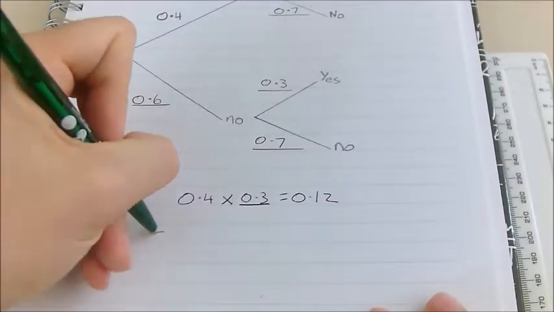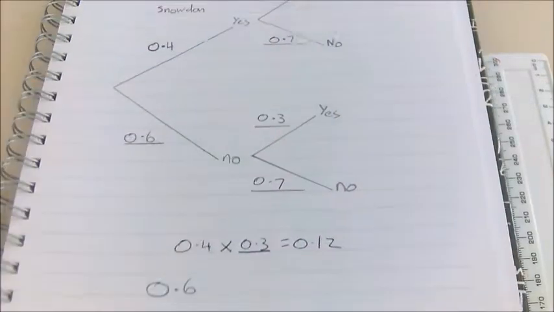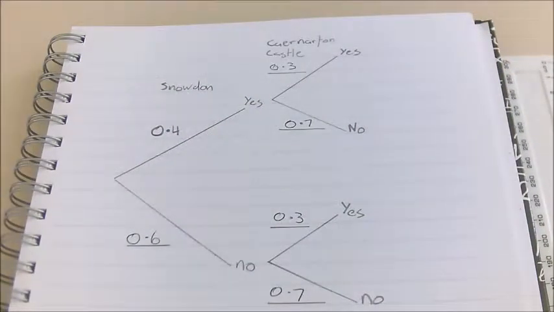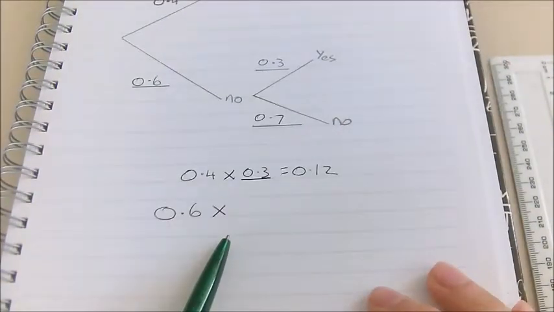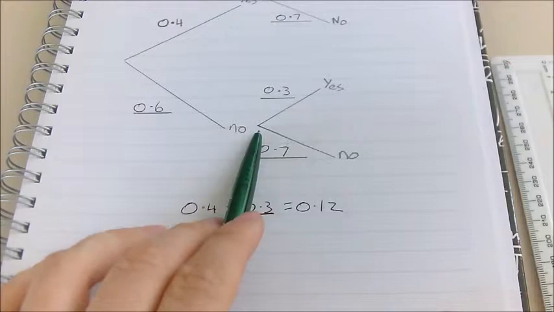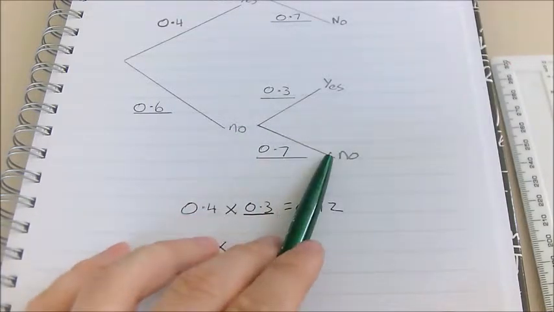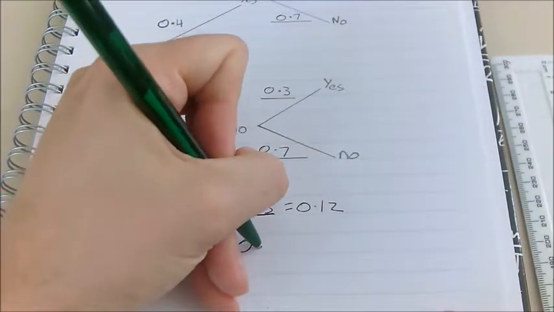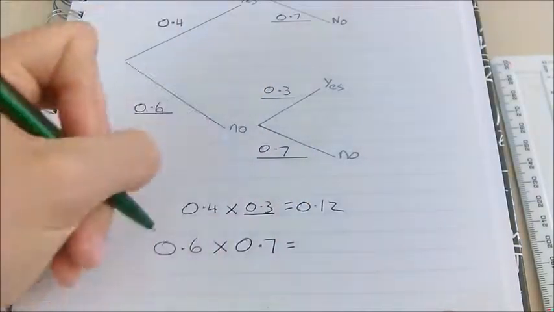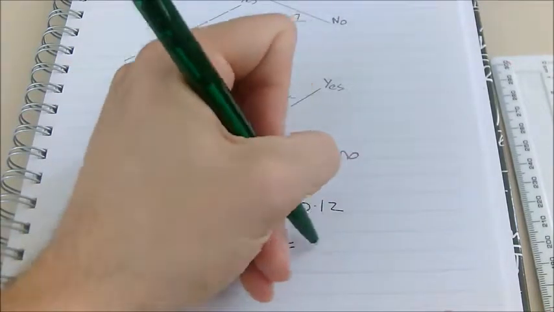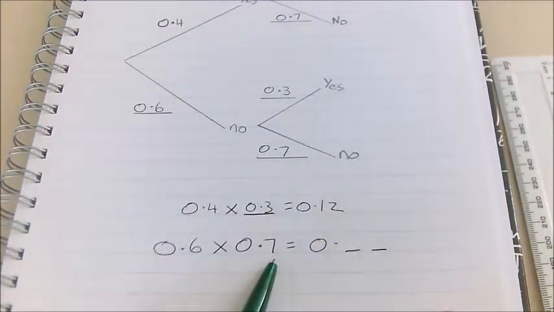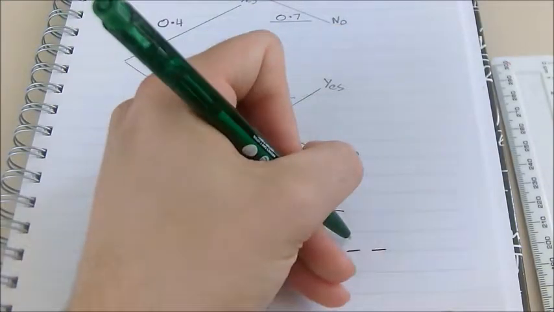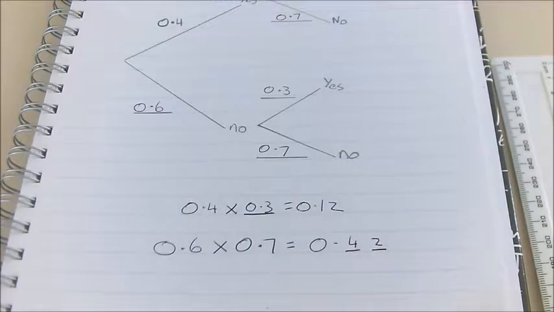So does not visit Snowdon is 0.6, and because the key word here is and, does not visit Caernarvon Castle, and means multiply. So multiply. Does not visit Caernarvon Castle is 0.7. So 0.6 times 0.7 is 0. And then put the 2 decimal places in. 6 times 7 is 42, so 0.42.